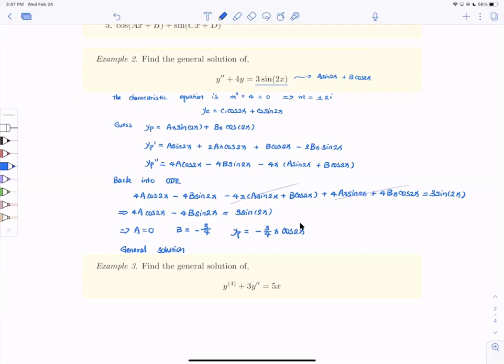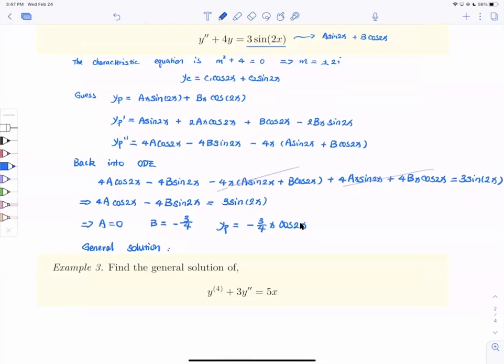General solution is complementary solution plus a particular solution. So y equals c1 cosine 2x plus c2 sine 2x minus 3 over 4 x cosine 2x. Okay, now I've finished writing, let's talk about this.